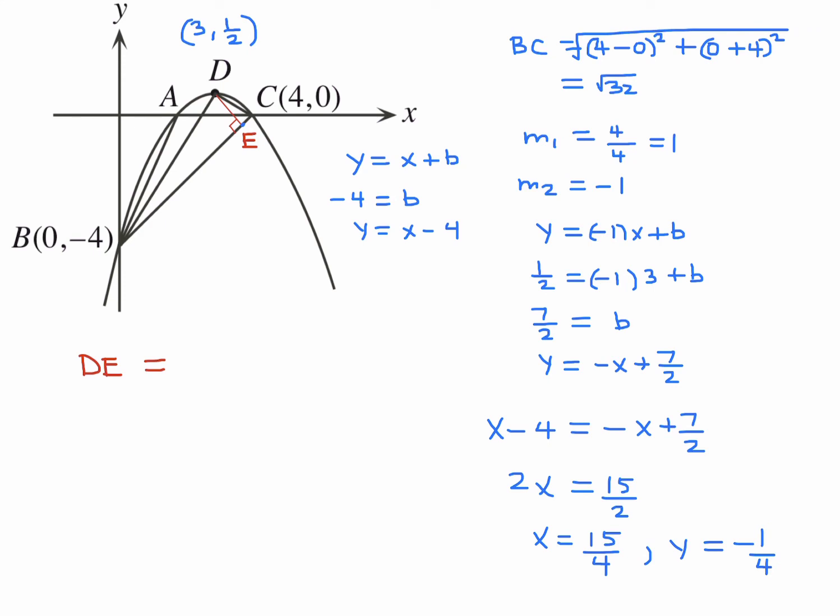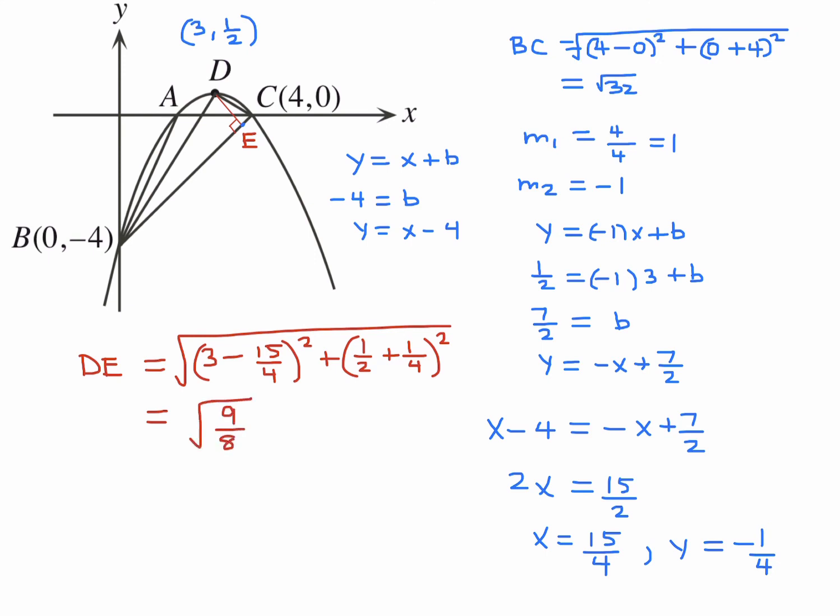You got these 2 points. So using the distance formula, we got 3 minus 15 over 4 squared plus a half minus negative a quarter, so it becomes plus a quarter, all under the square root. And this, when it's all said and done, is the square root of 9 over 8.